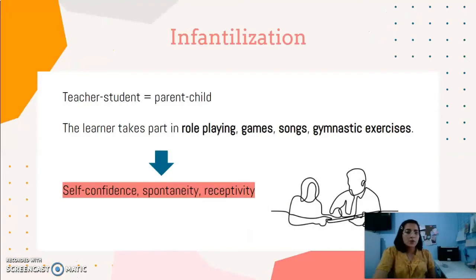Infantilization. So, the teacher-student relation is seen as that of a parent and a child. And it is very important because the student takes part in role playing, games, songs, and gymnastic exercises, and they help to regain self-confidence, spontaneity, and receptivity, like that of a child.